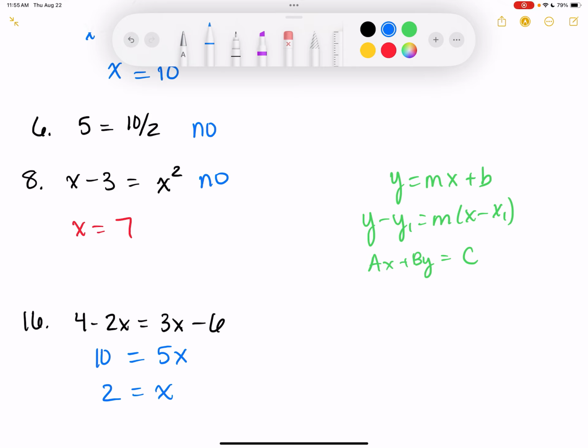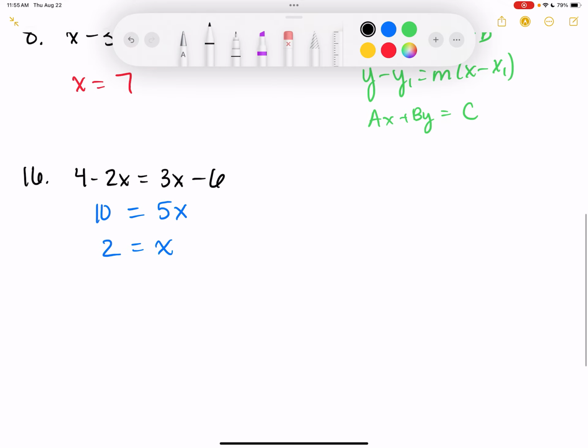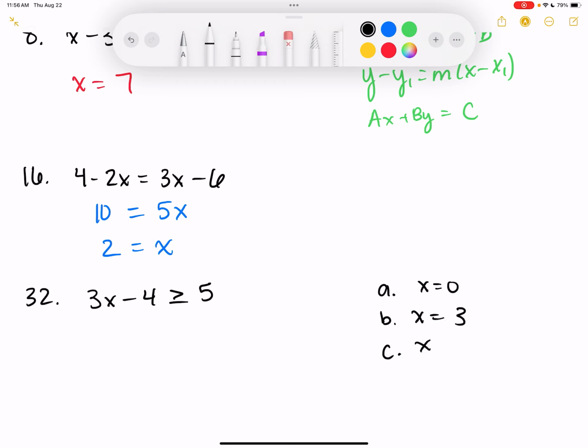Okay, jumping a little bit. Find which values are solutions of the inequality. This, again, could be a problem that has multiple solutions. This is going to be kind of like 1 through 4 was, but with inequalities instead. So 32, we're given the inequality 3x minus 4 is greater than or equal to 5. And we have A, x equals 0, B, x equals 3, and C, x equals 4. We want to see which of those options makes it a true statement.